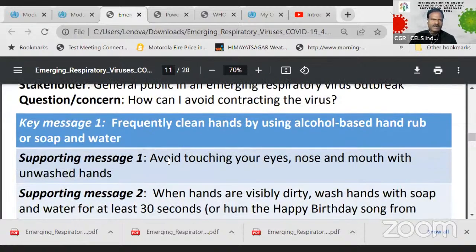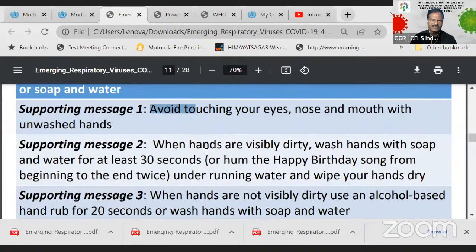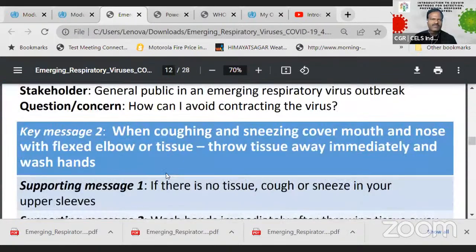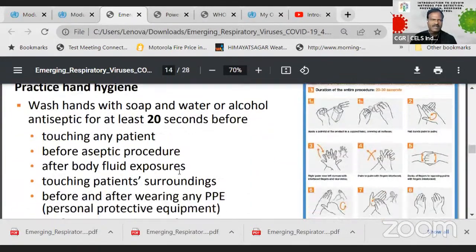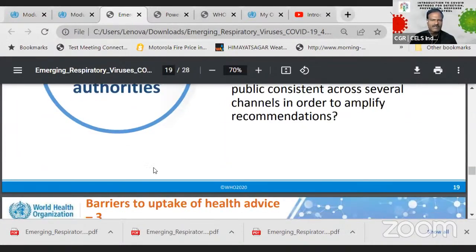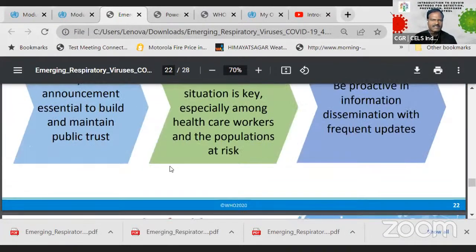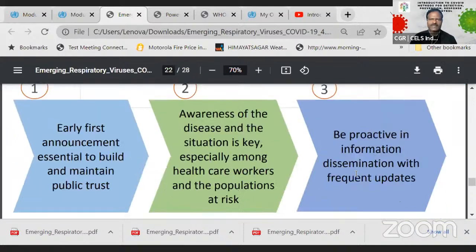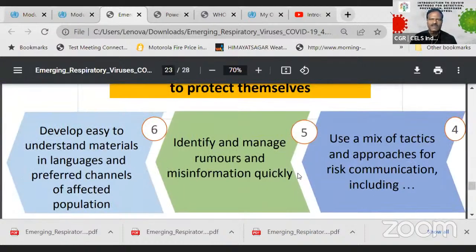So here many questions will come, and what is the message to be given? Frequently clean hands by using alcohol-based hand rub or soap and water. If that message is given, then supporting messages: avoid touching your eyes, nose, and mouth with unwashed hands. So like that, all the details of precautions up to the mitigation level are given in this communication. Most of these things you know because this was being taught in the last 3 years. And ultimately, be proactive in information dissemination with frequent updates, that is required for you all.